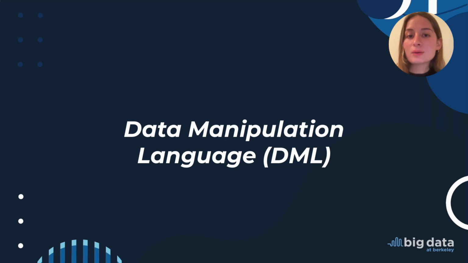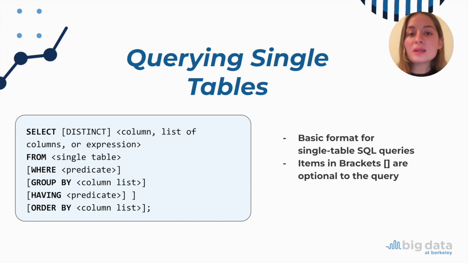Up next is SQL's data manipulation language. So the code on the left is the basic format of SQL queries on a single table. Select and from allows us to copy and extract columns from tables. The remaining commands, where, group by, having, and order by, are optional and help us choose and manipulate our data in different ways.